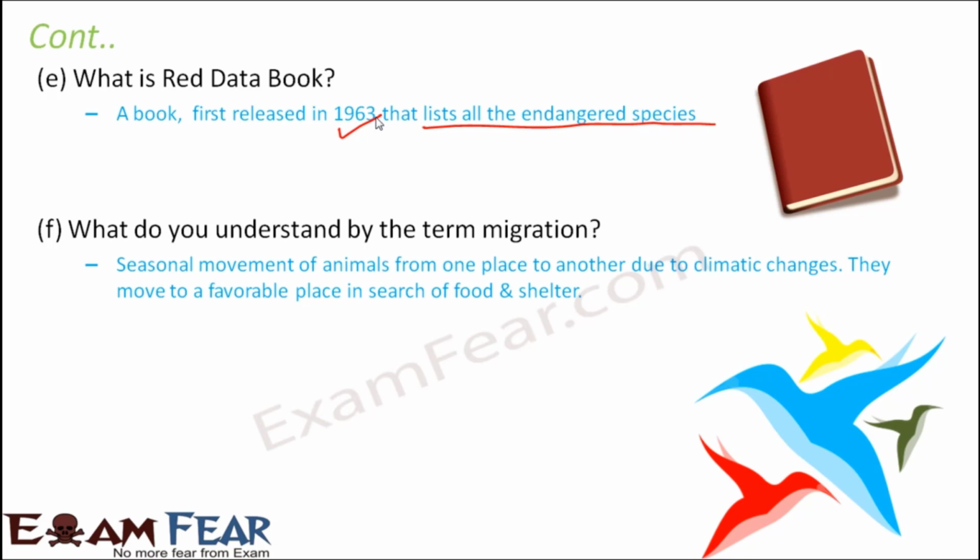What do you understand by the term migration? Migration is nothing but movement from one place to another. There are some animals which move from one place to another seasonally, that means only during unfavorable conditions. Wherever they stay in one season, whenever the environment or climate becomes very unfavorable, they move to some other place due to the climatic changes. They move to a favorable place in search of food and shelter, because the place where they were staying so far became unfavorable for their survival. Migratory birds are very common.